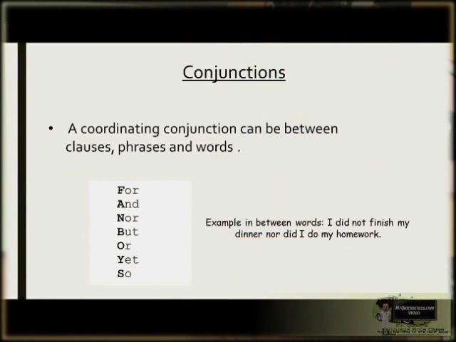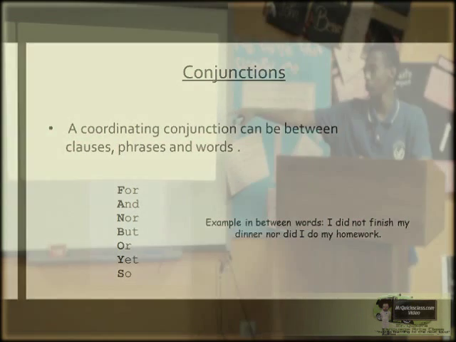So a conjunction starts at the beginning of a dependent clause. It could be in between words, sentences, clauses, phrases. It could be in between anything. Here's my example. I put it in between words. I did not finish my dinner, nor did I do my homework. So I put it in between the words. Do you guys understand? And you have for, and, nor, but, or, yet, so. That's the FANBOYS.